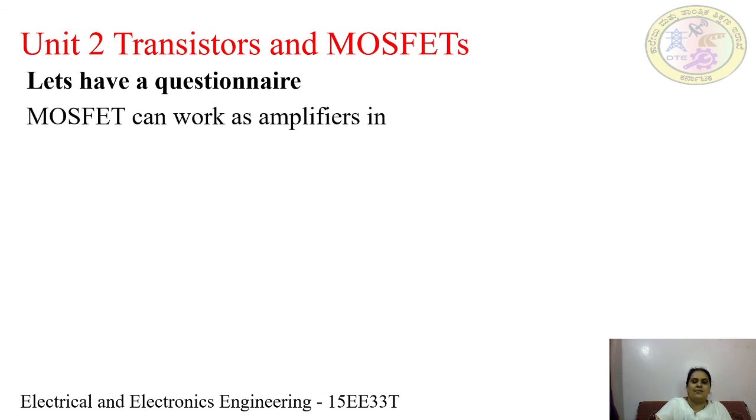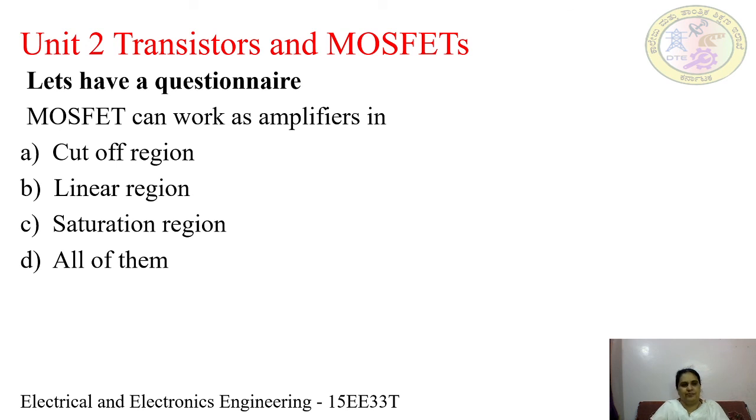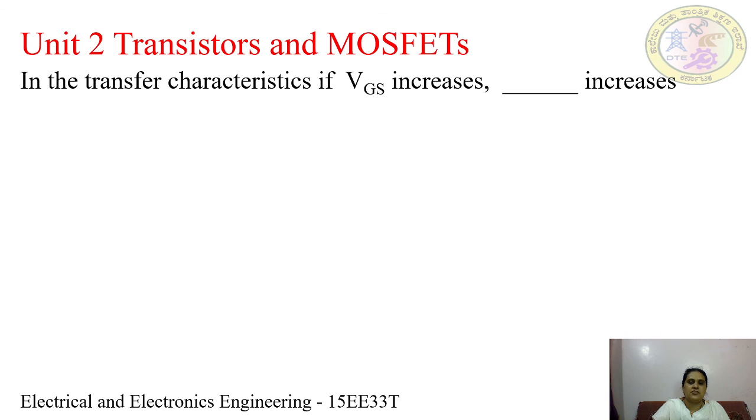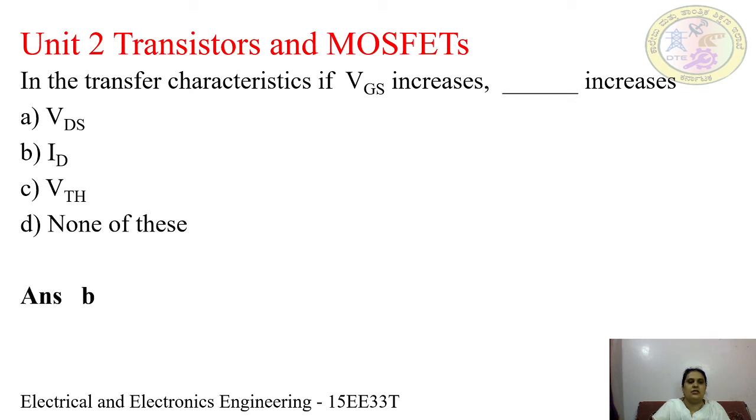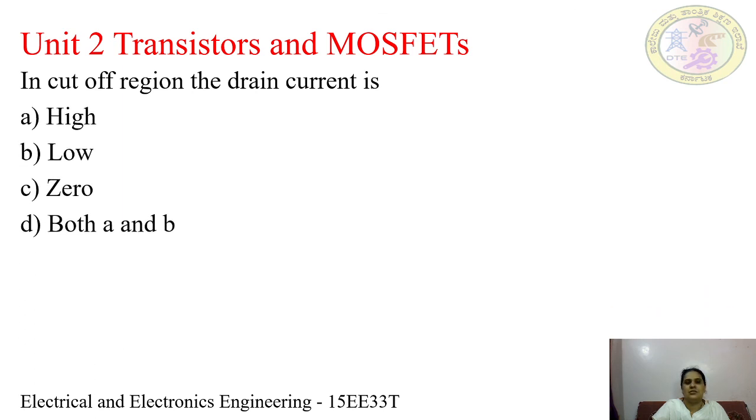MOSFET can work as an amplifier in which region? Cutoff, linear, saturation, or all of them. So think wisely. What is the answer? It is the linear region. In the transfer characteristics, if the VGS increases, what increases? It is ID that increases. In the cutoff region, what will be the drain current? It is 0. So the option is C.